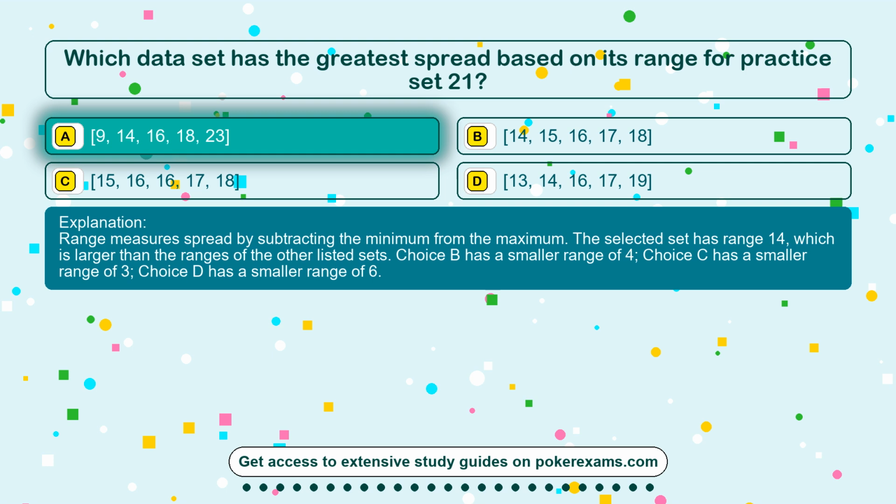Choice B has a smaller range of 4, choice C has a smaller range of 3, choice D has a smaller range of 6.